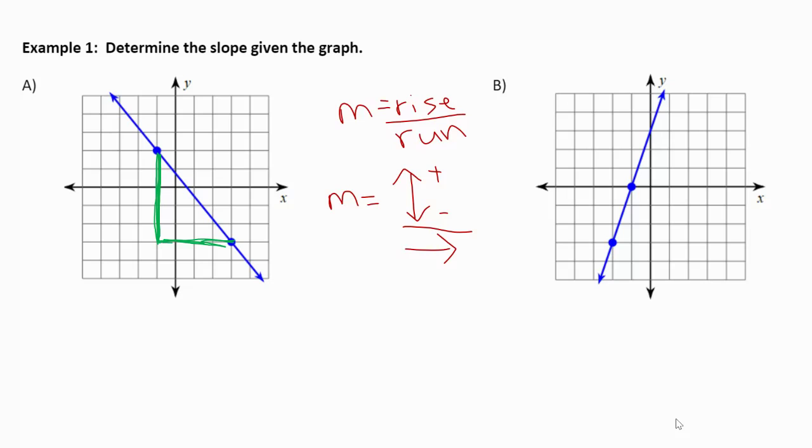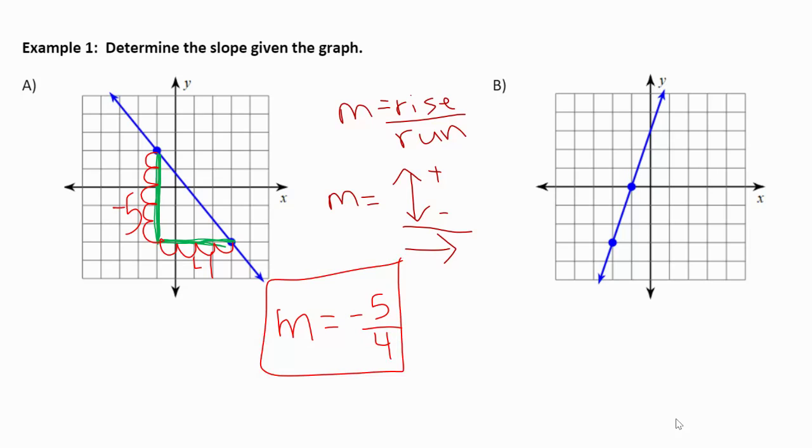Notice I'm making a nice little triangle here. When I look at how many units down I moved, I went 1, 2, 3, 4, 5. So I went down 5 units, and then I went to the right 4 units. So my slope is going to be -5 over 4.